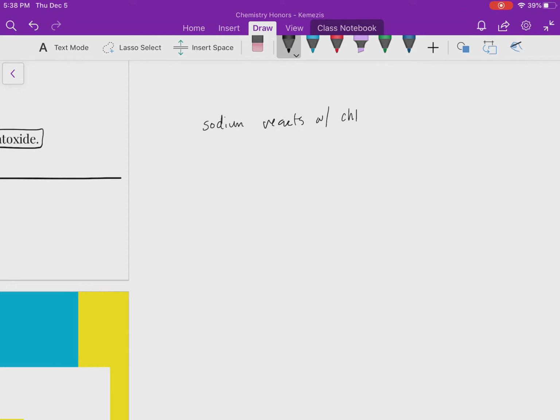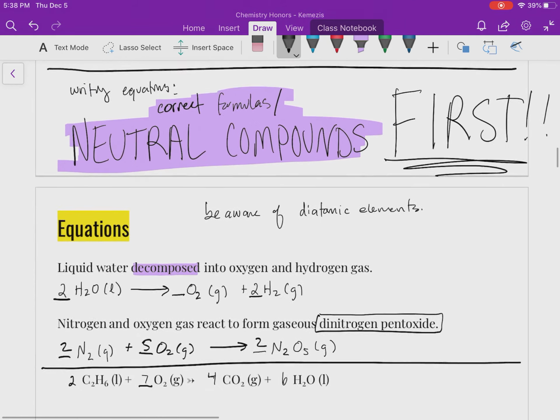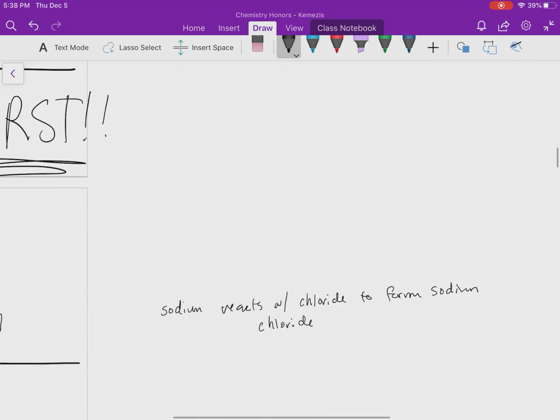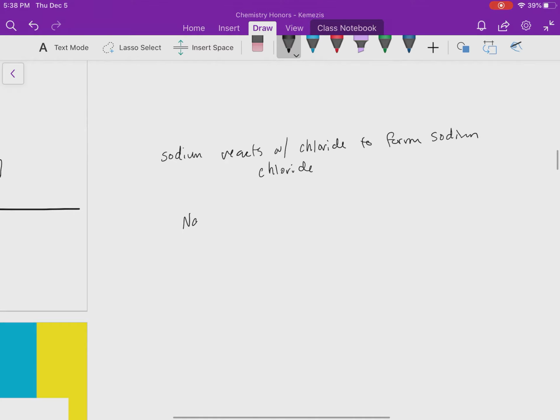reacts with chlorine to form sodium chloride. If we wanted to write this reaction, I'm trying to get us an example of correct formulas, neutral compounds first. Sodium is a metal. If you look on the periodic table in the classroom, it's black, meaning that it's a solid at room temperature. So sodium is reacting with chlorine, which is a gas. Again, the periodic table is going to tell us that. And it is going to form sodium chloride.